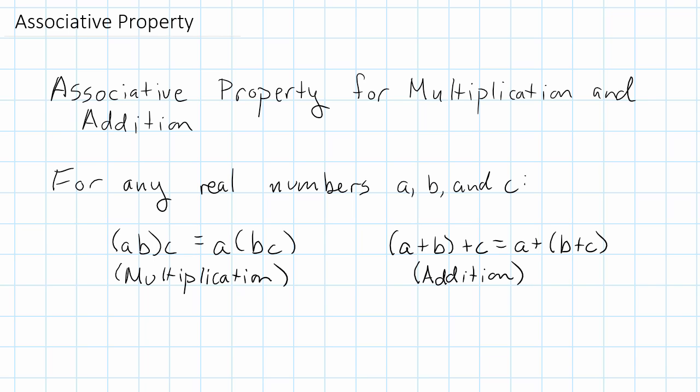The associative property says that if you take any three real numbers, while the associative property for multiplication says you can multiply the first two, then multiply by the third, or you can multiply the first one by the product of the second and the third. The associative property for addition says you can add together the first two and then add in the third, or you can add the first to the sum of the second and the third.